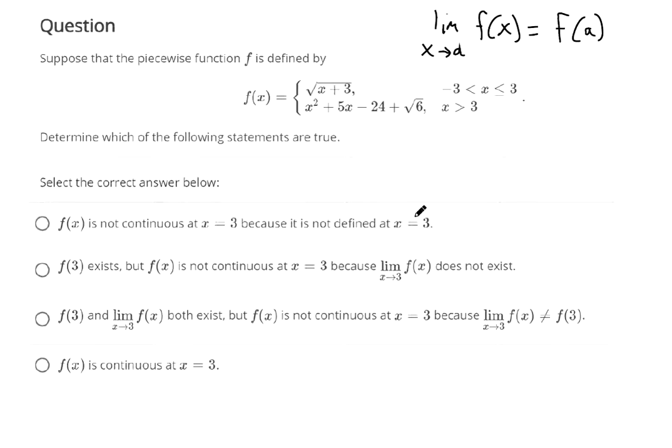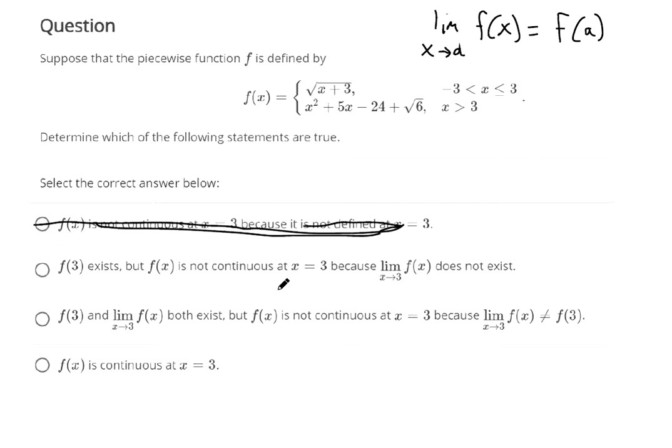Actually, that's not true right off the bat. It is defined at x equals 3. They say greater than or equal, less than or equal to 3, so it is defined at x equals 3. We have a value there. f of 3 exists. That's true. You can plug in 3, and it's square root of 6 because we use this function.